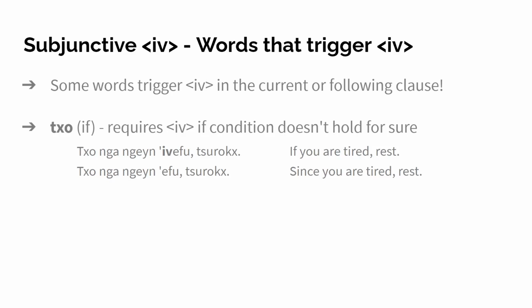First, probably one of the most used ones is to, if. So you can use it to make if clauses. If something happens, then something else happens. And it requires if in most cases, but not always. If you know that the condition holds for sure, then you don't need the if. What do I mean with this? Just look at the example.